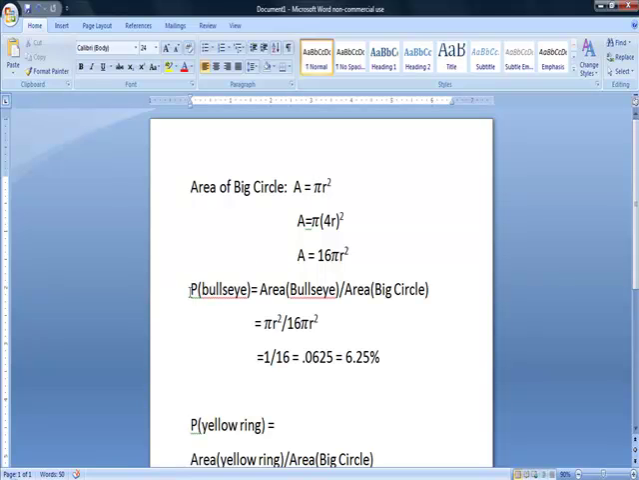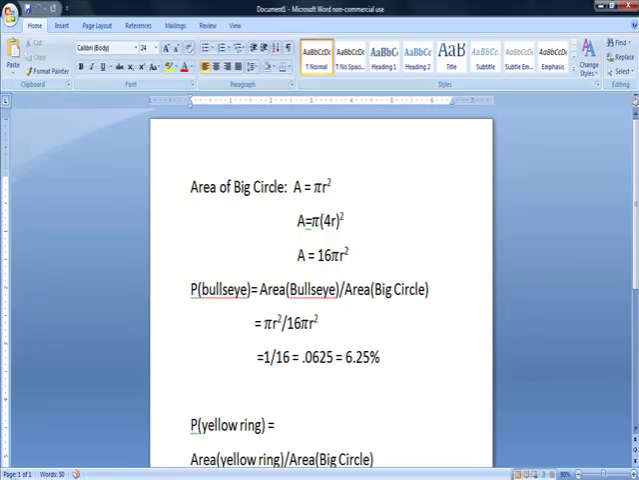Okay, and the way you'll usually see with these probability questions, you'll see a P and in parentheses something that's asking what the probability of getting that thing is. So my probability of getting a bullseye is the area of the bullseye circle divided by the area of the big circle. The area of the bullseye circle is just pi r squared because the radius was r. The area of the big circle is 16 pi r squared. So when I divide the two, I've got a pi r squared on the top and a pi r squared on the bottom. They're going to cancel out, and I'm going to get 1/16 as my probability, which is 0.0625 or 6.25%.